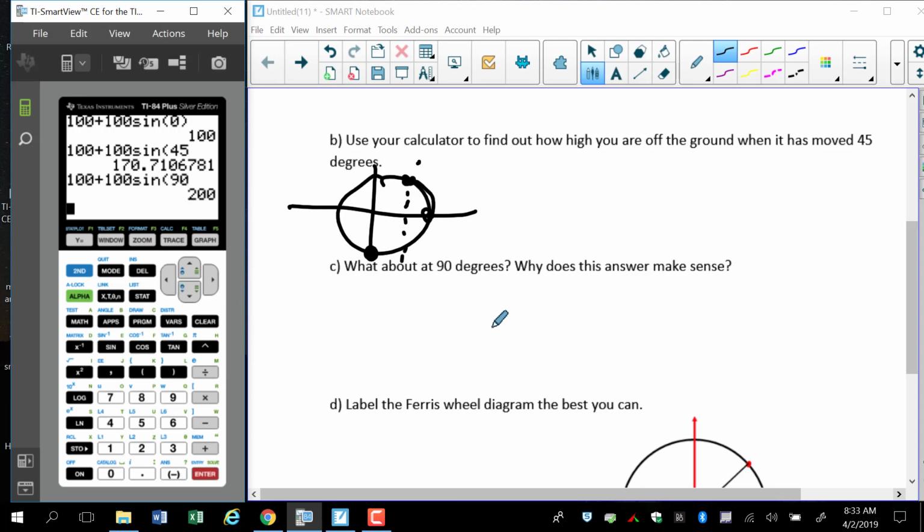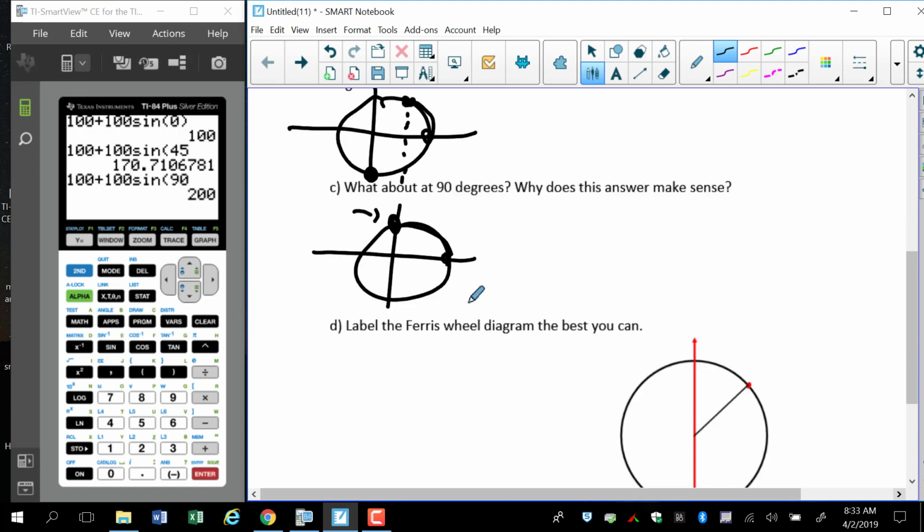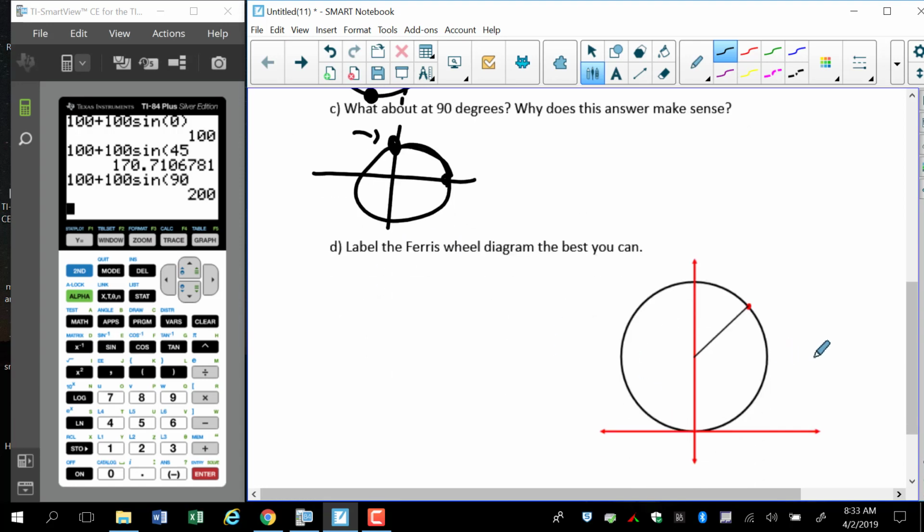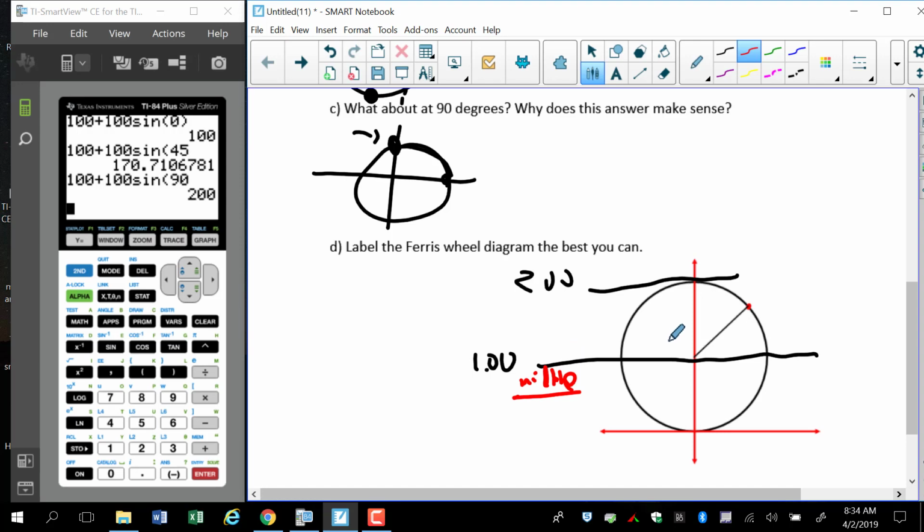all right, there's your 200 feet, is because at 90 degrees, if we think up here, here's 0 degrees where we start, at 90 degrees we're all the way up here, all the way at the top. So we label this Ferris wheel: this is our 100 feet, this is 200, so this is our midline right here, and our amplitude is 100 feet here, from here to here.